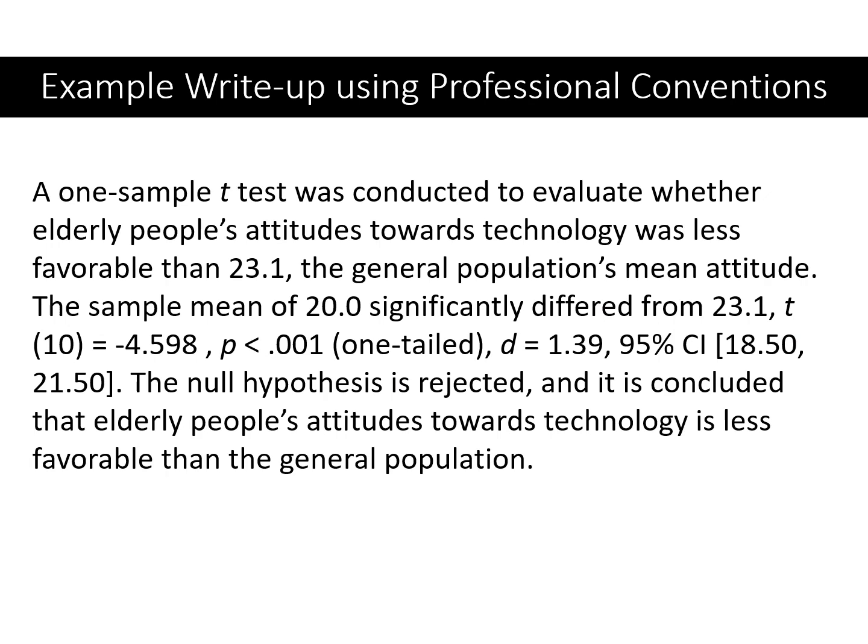A one sample t-test was conducted to evaluate whether elderly people's attitudes towards technology were less favorable than 23.1, the general population's mean attitude. The sample mean of 20.0 significantly differed from 23.1. t(10) equals -4.598 with a p-value of less than 0.001, one-tailed. Our effect size is 1.39 and the 95% confidence interval is 18.5 to 21.5. The null hypothesis is rejected, and it is concluded that elderly people's attitudes towards technology are less favorable than the general population.